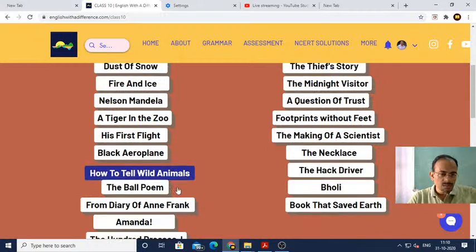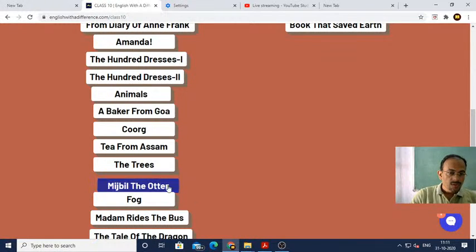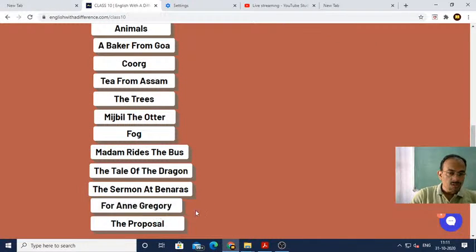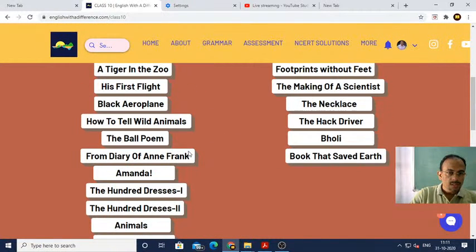How to Tell Wild Animals, not there. Then I think The Tree is not there. Let me just check once. Yes, The Trees is not there. Miss Bill is not there. Fog is not there, and another lesson is not there, Any Gregory. Okay, Any Gregory is also not there. So from First Flight also these are not there: Any Gregory, Fog, Miss Bill, The Trees, and How to Tell Wild Animals.